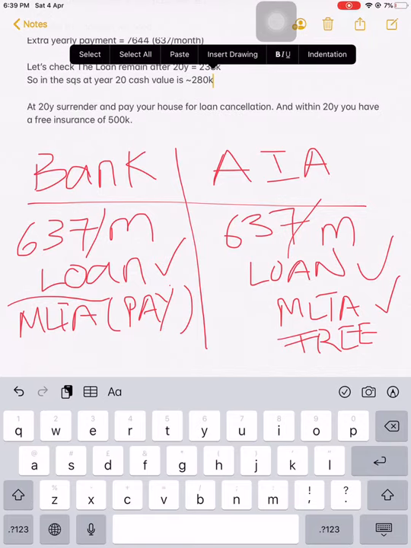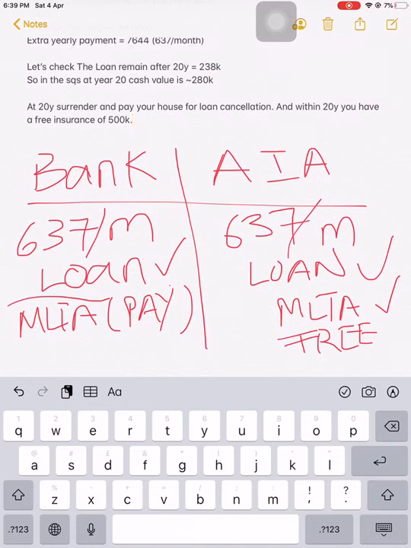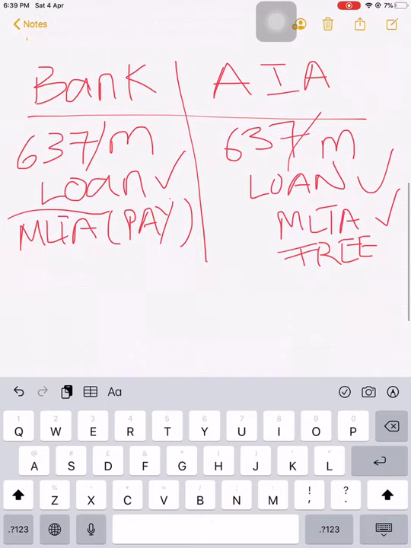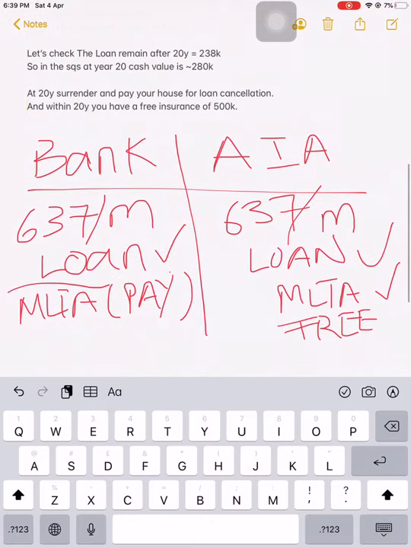So what I can say is that after 20 years, you can surrender the policy and pay for the house cancellation, and what you get for free is that within the 20 years, you have a free insurance of 500,000. So what's the difference? If you give the 637 to the bank, you get a loan settled in 20 years, but you have to pay for the MLTA. Whereas if you put it into AIA, you can settle the loan and get the MLTA for free.